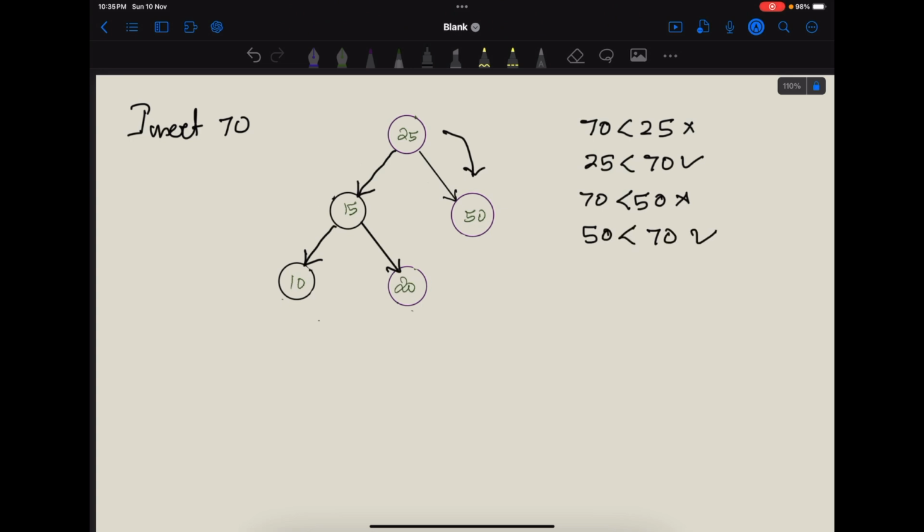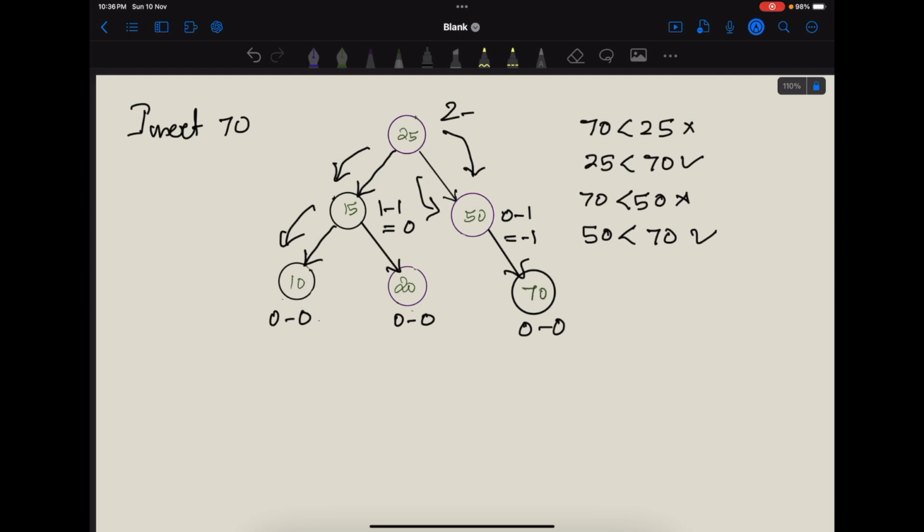If it is true, create one node in the right hand side, make the value 70 here, and create the link. Now you have to check the balance factor. Here 0 minus 0, 0 minus 0, 0 minus 0, and here 0 minus 1 is equal to minus 1, here 1 minus 1 equals 0, and here the left hand side has two levels, so 2 minus the right hand side, which also has two levels, 2. So it is 0. So the tree is balanced.